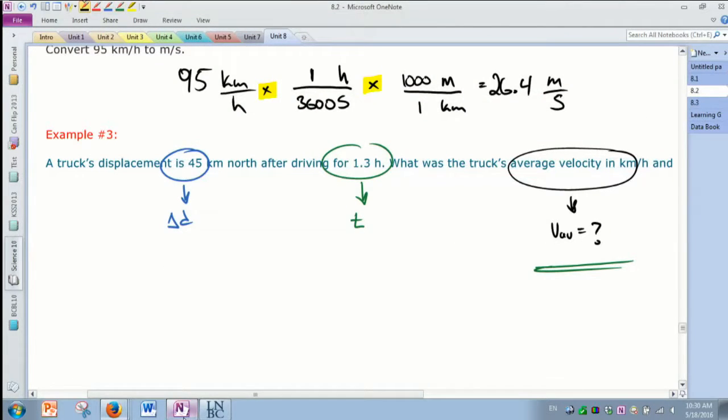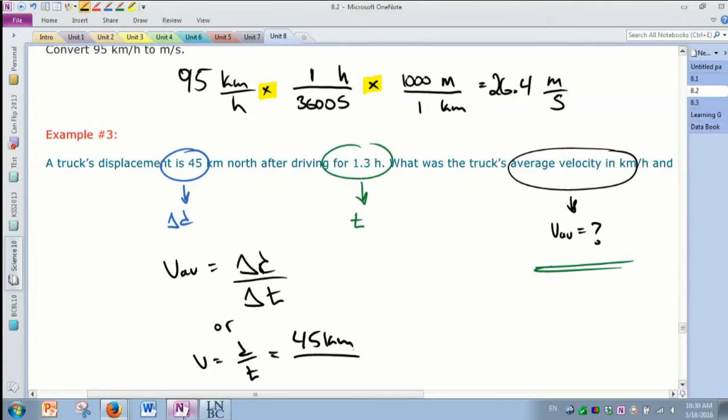The average velocity is a change in position over a change in time. Or, to simplify things, velocity is distance over time. Either one is acceptable. How far did I travel? Well, I traveled 45 kilometers, and I traveled it in 1.3 hours.